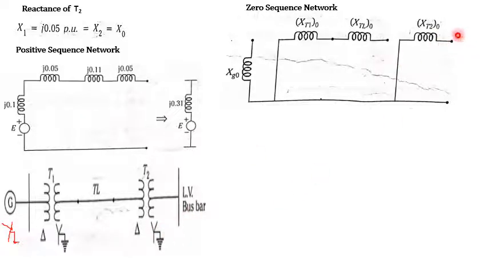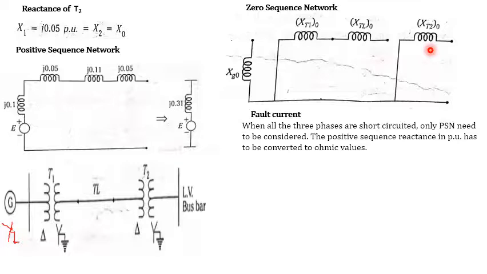So this series switch is going to get closed, and the LV bus bar is just open. For the fault current, this applies when all three phases are short circuited, which is nothing but the three phase fault.